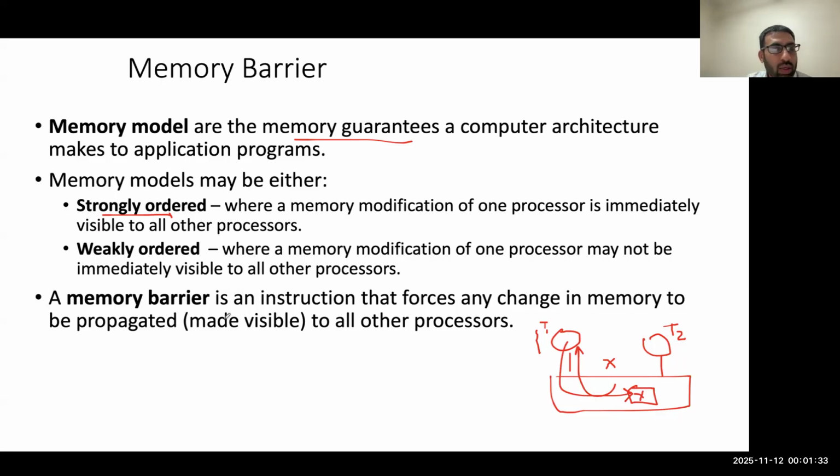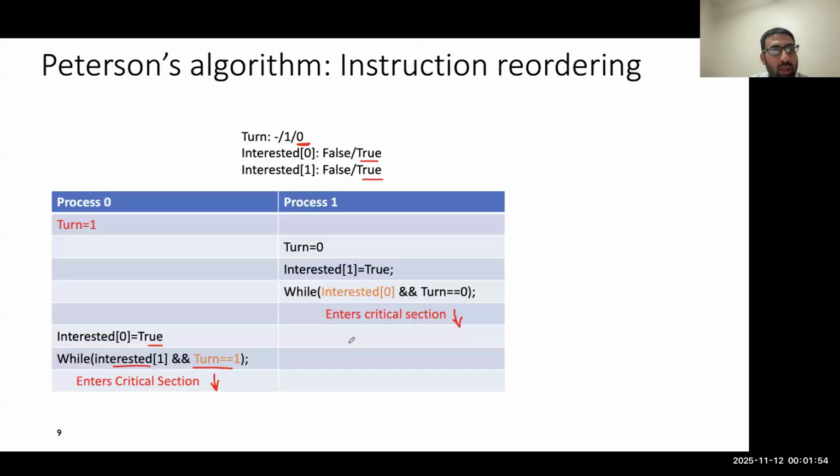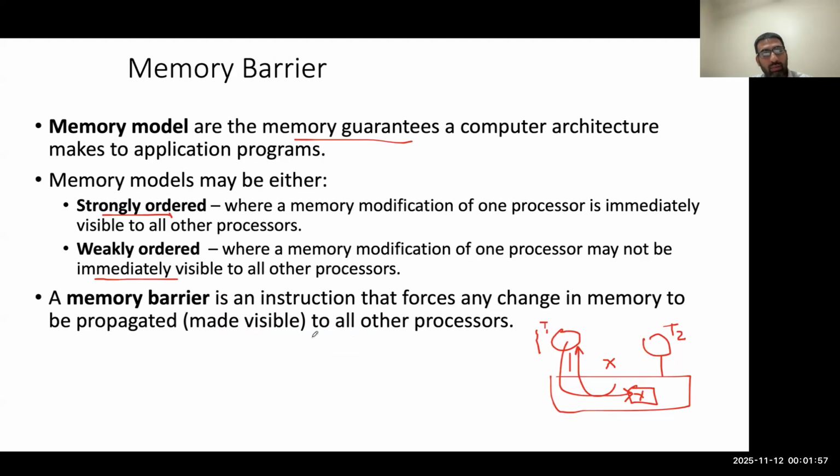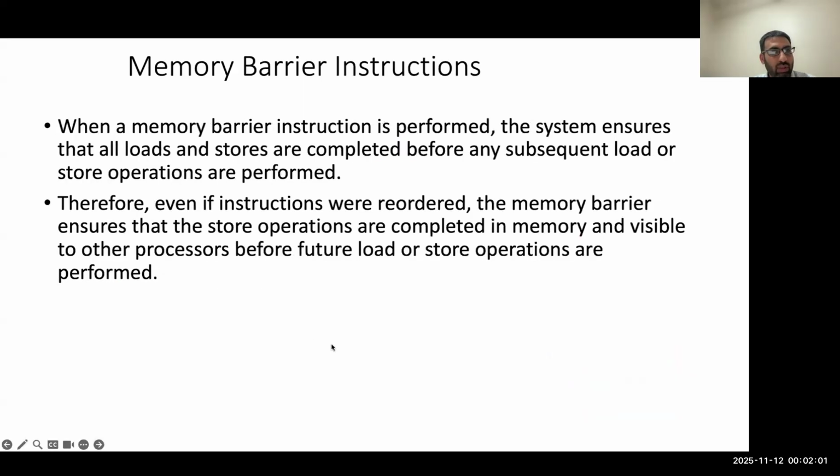Okay. So weakly ordered is the situation where a memory modification by one processor may not be immediately visible to all other processors, right? So a memory barrier is an instruction which forces any change in memory to be propagated or made visible to all other processors. So for example, hmm, actually I think we have an example.